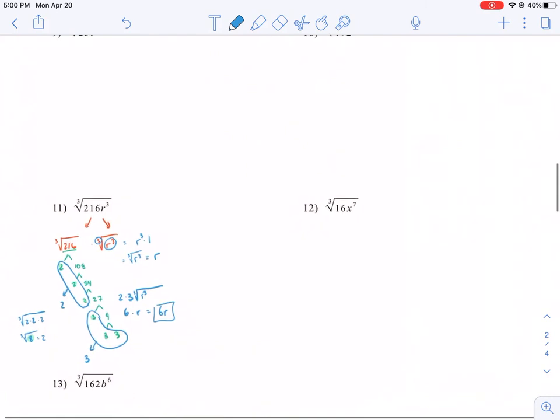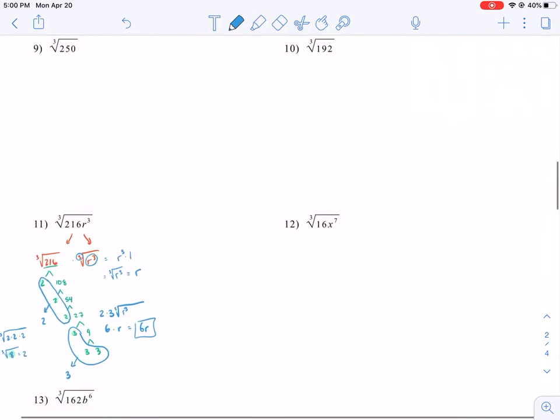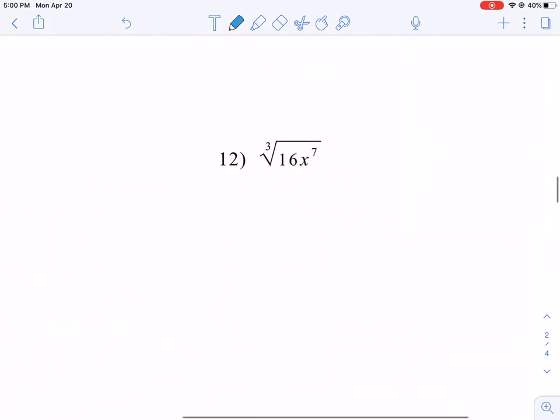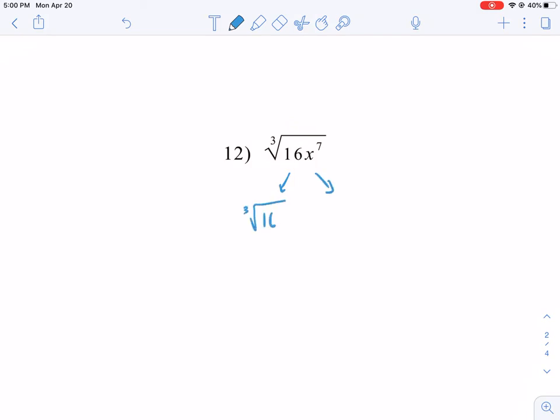Now let's go to an example where we do not have a perfect cube, just to end up on real quick. And number 12 is a perfect example. With number 12, we have the cube root of 16x to the 7th. So I'm going to rewrite it: cube root 16, cube root x to the 7th.